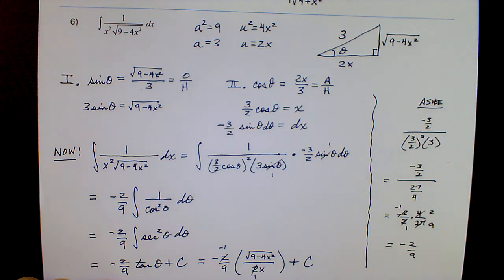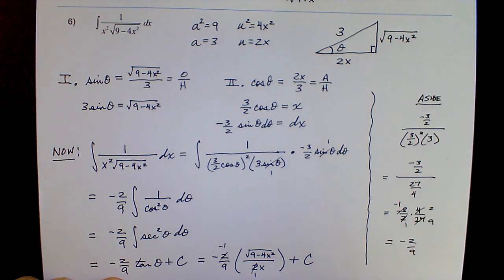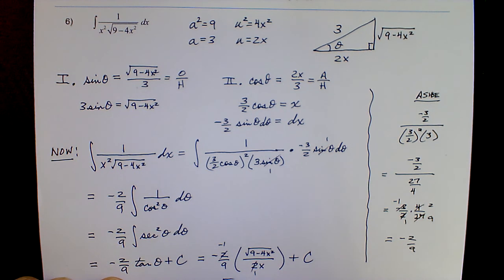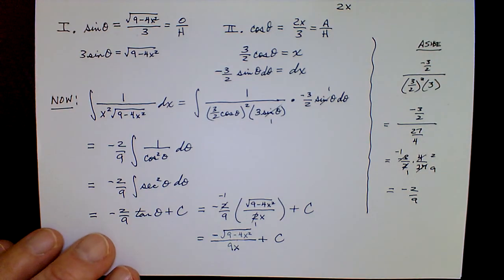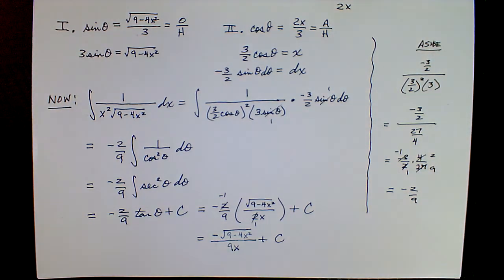Oops, almost lost that x in the denominator. So let me do it this way. Let me say 9x in the denominator, and then minus that radical in the numerator. Alright, so sorry about that. There you go. Okay, so that's it.